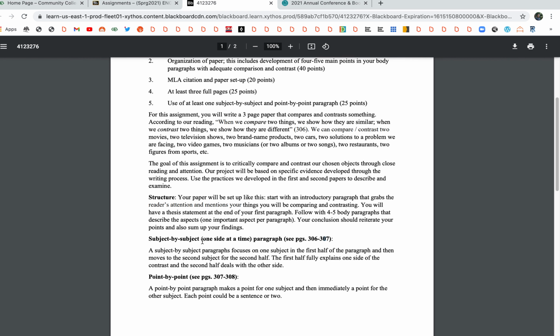A subject by subject paragraph focuses on one subject in the first half of the paragraph and then moves to the second subject for the second half. The first half fully explains one side of the contrast and the second half deals with the other side. An example of this would be, and I'll pull this up later as well, say you're doing a comparison contrast of Starbucks versus Dunkin', right? And you like Starbucks coffee more. The first half of that paragraph will describe why Starbucks coffee is good or better.